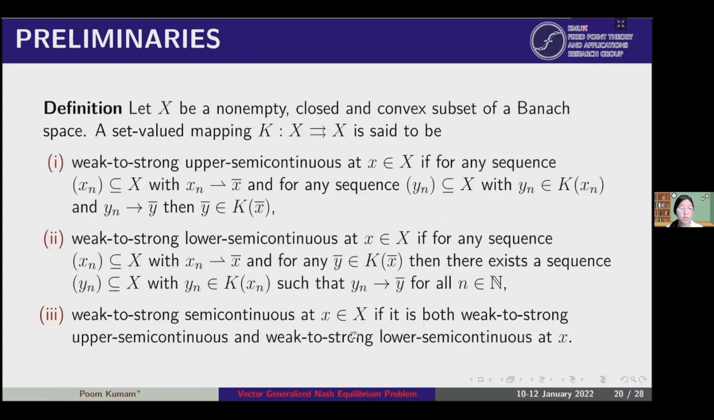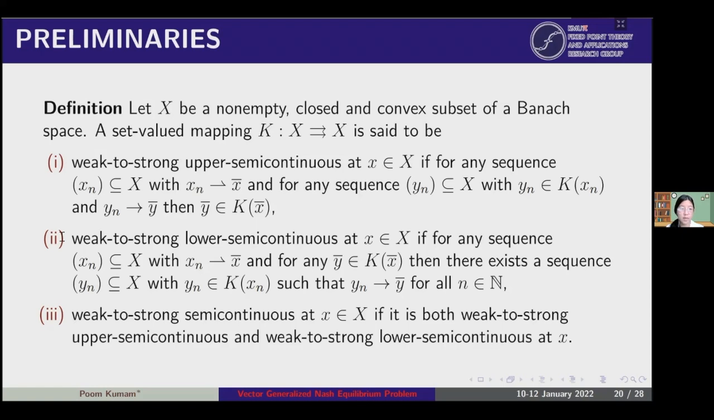Now we consider the set-valued mapping K here, and we give the definition that mapping K is weak to strong upper semi-continuous at x if for any sequence x_n converging weakly to x bar and for any sequence y_n belonging to the set K of x_n that converges to y bar, we have that y bar belongs to the set K of x bar.